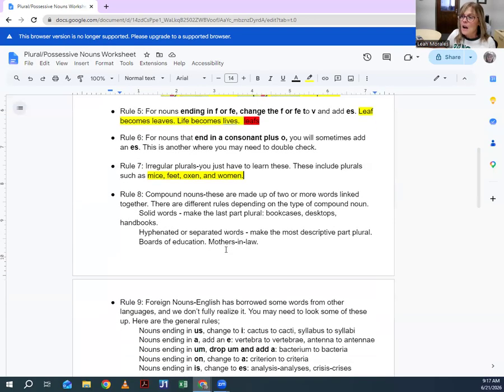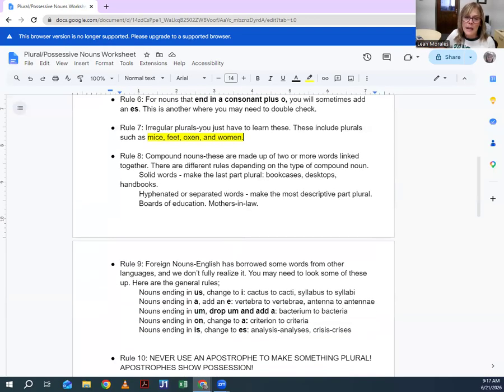Now, rule 8, compound nouns. These can get complicated. They're made up of 2 or more words linked together, and there are different rules depending on the type of compound noun. You have solid words, right? Bookcase, desktop, handbook. To those, you just make the last part plural. In whatever rule or way you would follow with these, we just all have to end in S.